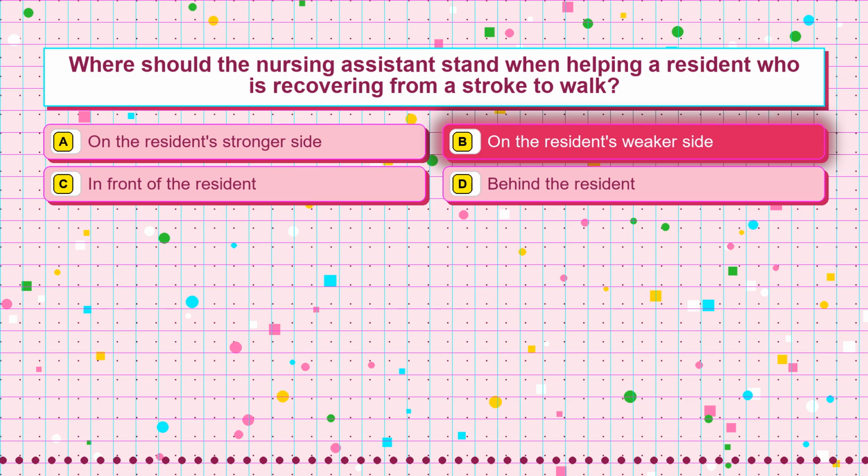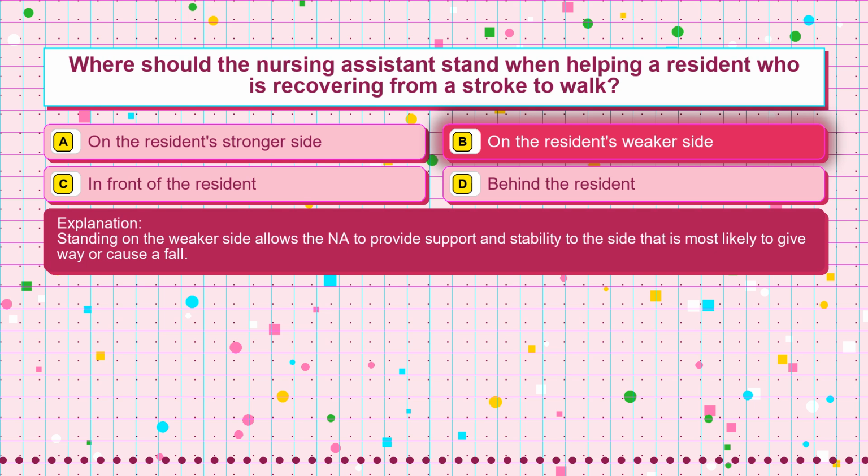The correct answer is option B. On the resident's weaker side. Standing on the weaker side allows the NNAAP to provide support and stability to the side that is most likely to give way or cause a fall.